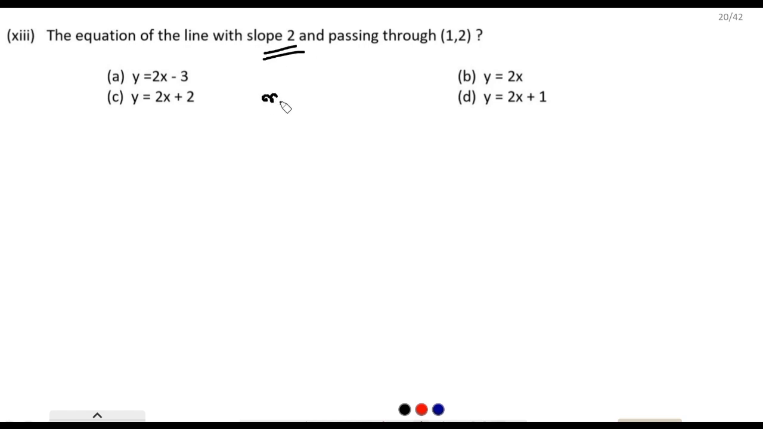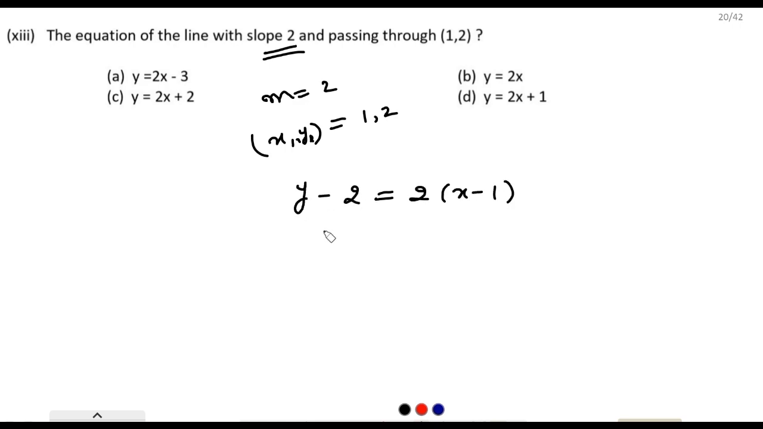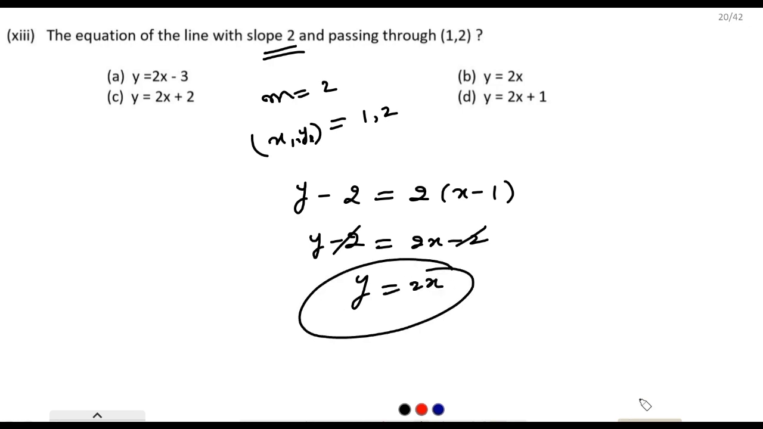Slope हमें given है, 1 point on the line हमें given है, and we have to find the equation of line. We are applying y minus y1 is equal to m(x minus x1). Equation of line is y is equal to 2x.